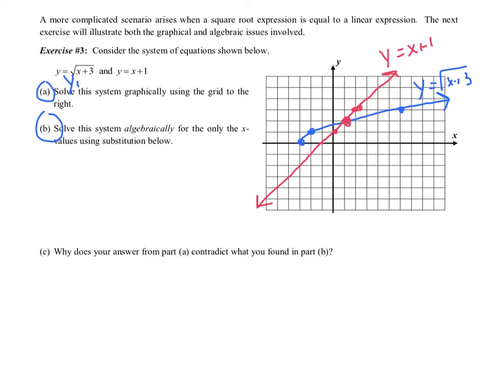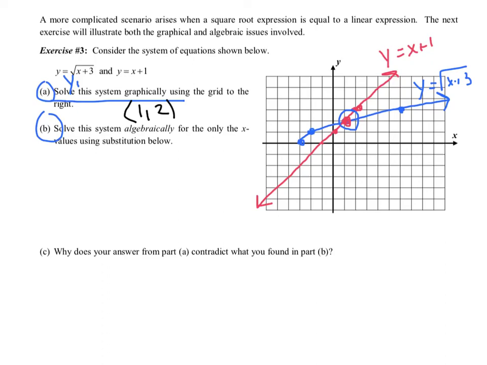Part B says, now solve the system algebraically. Well, I haven't finished part A. It says, solve the system graphically, use the grid to the right. My answer, of course, is where these 2 functions intersect. So I have them intersecting there. I'm going to say my solution is (1, 2), when x equals 1 and y equals 2.